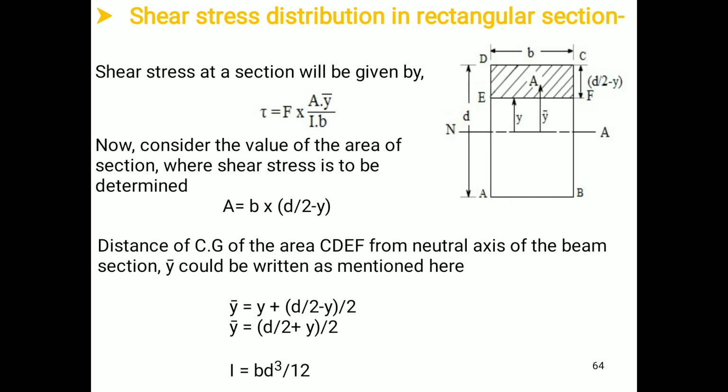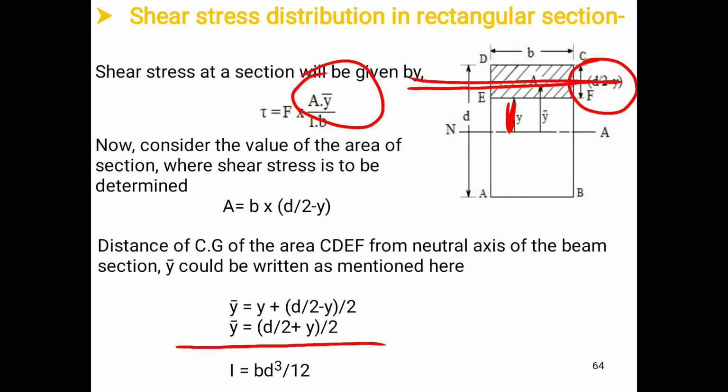plus half of (d by 2 minus y). This is our y bar, and this y bar can be given by this y plus half of (d by 2 minus y). Therefore, we will have the final equation y bar is equal to (d by 2 plus y) whole upon 2.